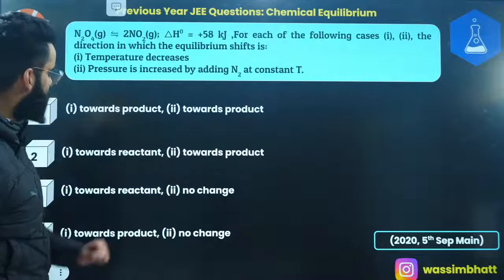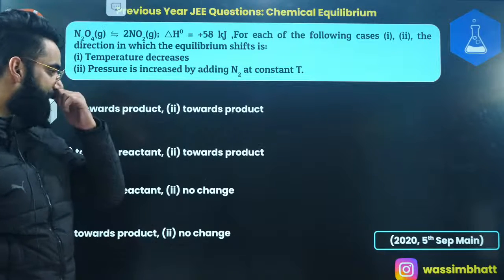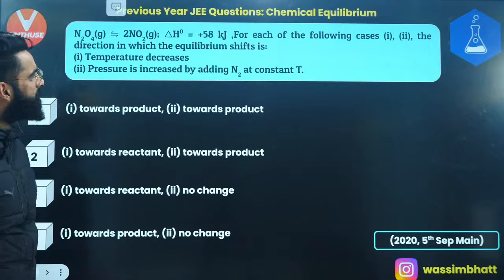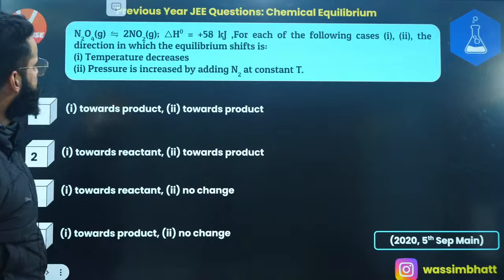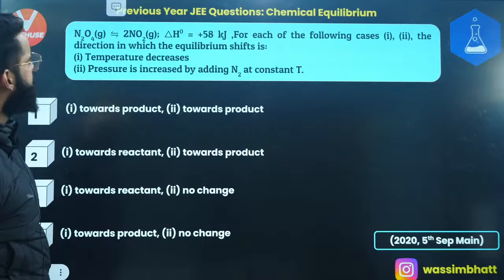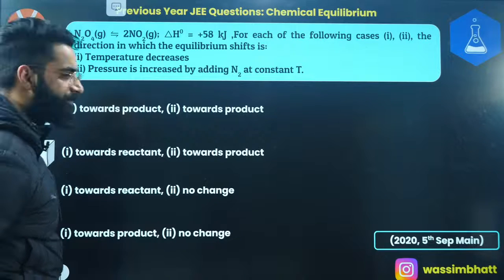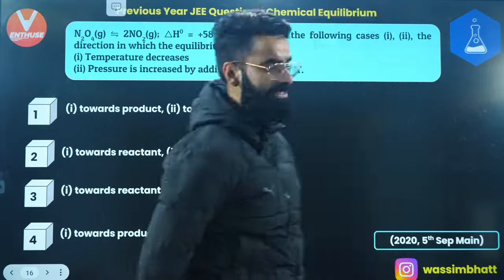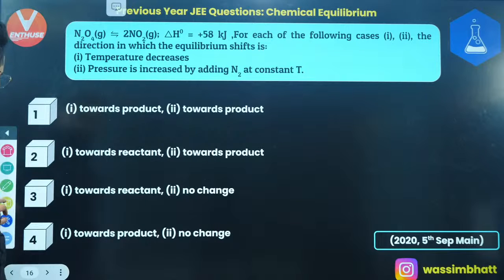Welcome, welcome. Okay, this is one more question. The question was asked in your 5th September JEE Mains 2020. You can let me know the answer of this question. I'll be waiting for your answers. Give it a try. You are given the reaction. Delta H value for the reaction is given. For each of the following cases, first and second, find the direction in which the equilibrium shifts. It's a very simple question based on Le Chatelier principle, and just kill it. Let me know its answer.